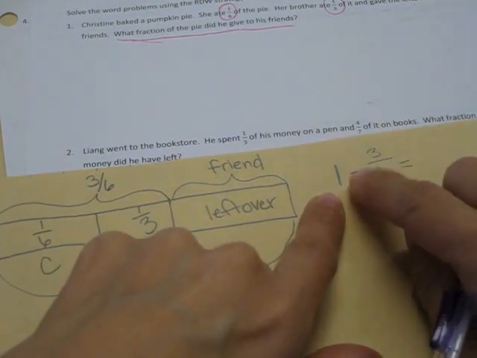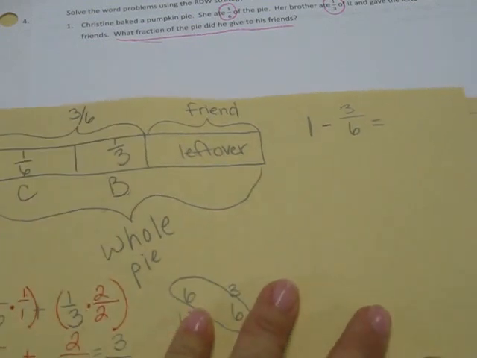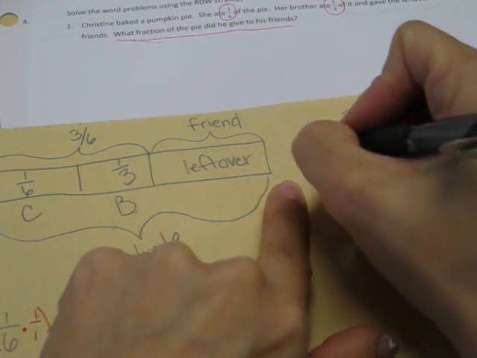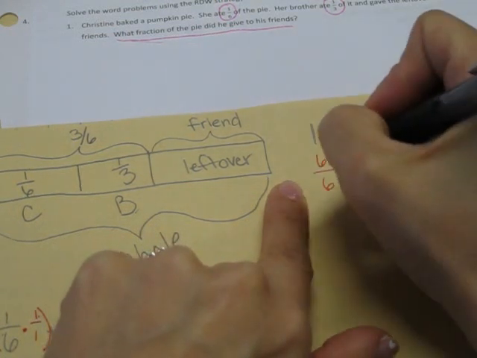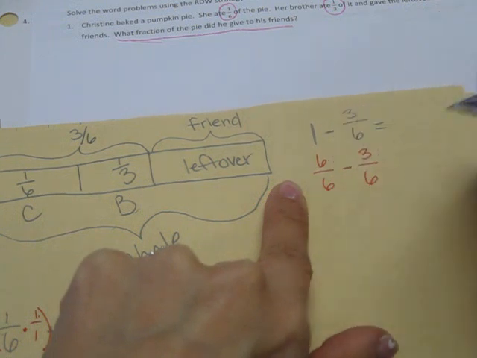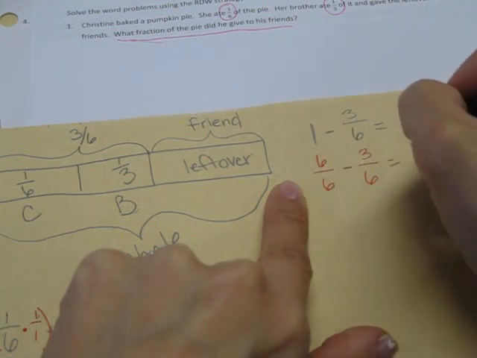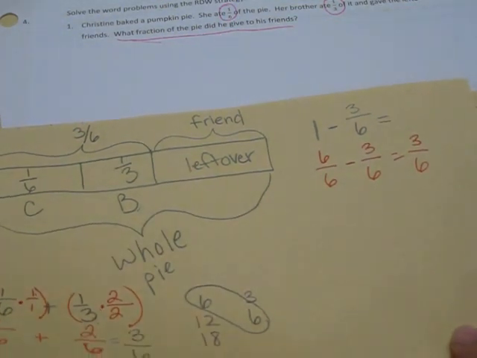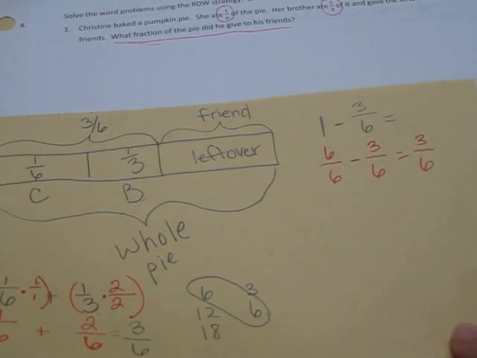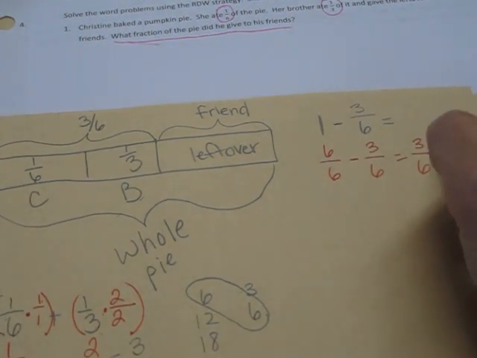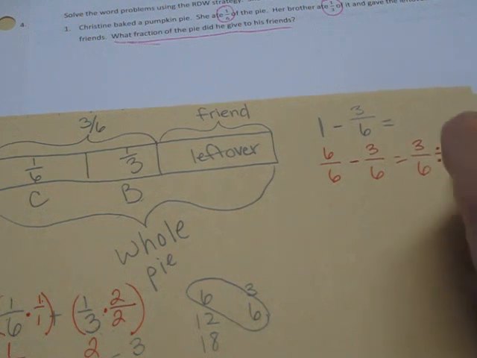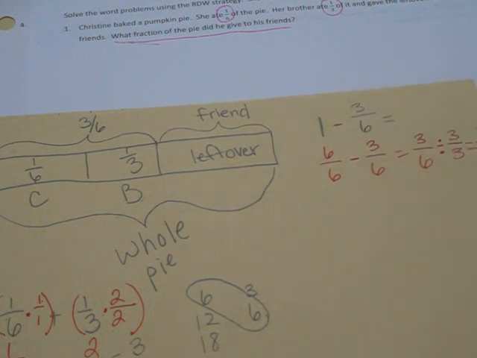So in order to take this away, remember we have to change that whole into a fraction. And so because this denominator is 6, I'm going to change this 1 into 6/6. And I'm going to subtract 3/6 from that. So 6/6 minus 3/6 is 3/6. However, I do need to simplify this. I can divide 3 and 6 both by 3. So 3 divided by 3 is 1. 6 divided by 3 is 2.